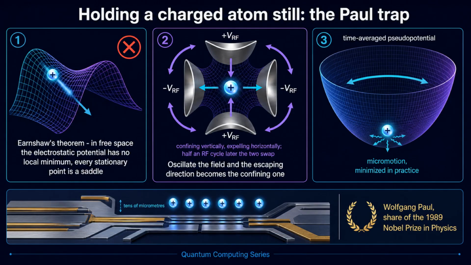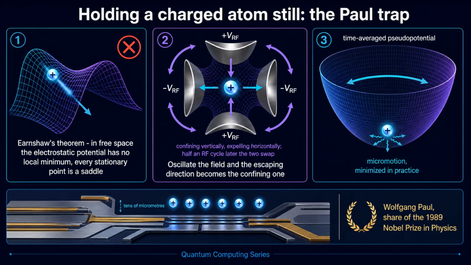The qubit states are internal electronic states, naturally well isolated, which is why long coherence is this platform's signature. To trap a charged particle, you need a potential minimum in all three directions at once, and static electric fields cannot supply one. In a charge-free region, the potential obeys Laplace's equation, and the consequence known as Earnshaw's theorem says there is no local minimum in free space. Every stationary point is a saddle, confining one way and expelling another.